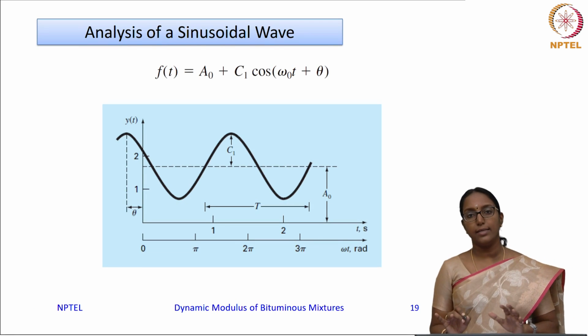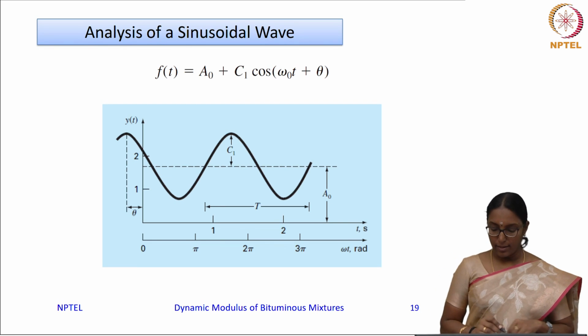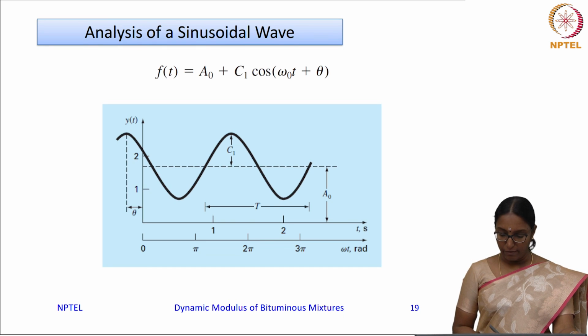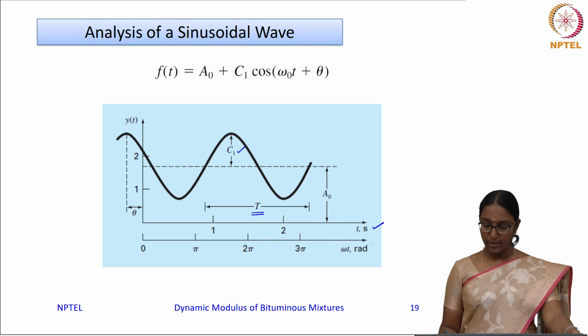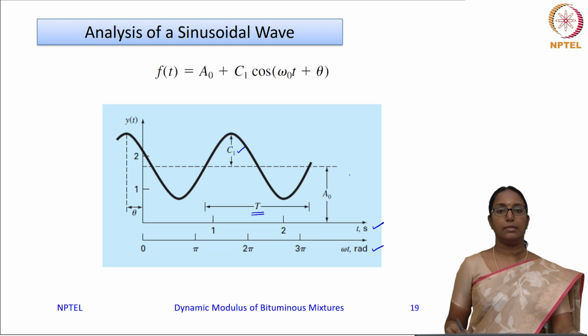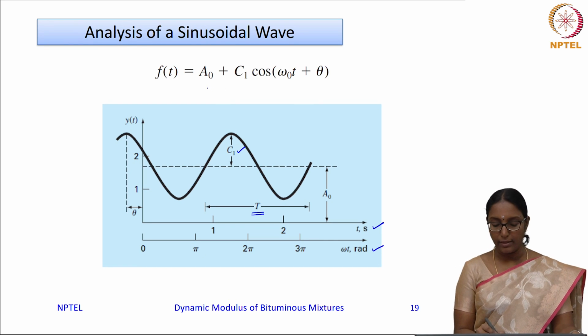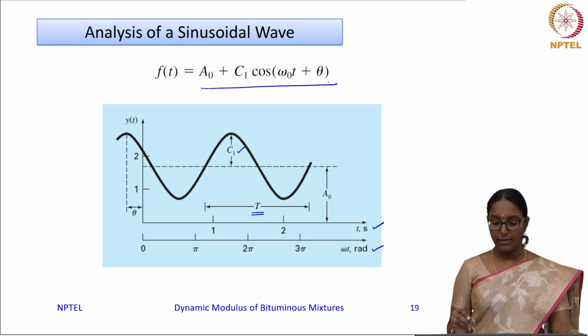Now, how do you analyze a sinusoidal wave? Let's look at it first. The figure shows a sinusoidal wave. As you can see here, this is the amplitude and this is the time period, and here the time is given in seconds and here it is in radians. So, this function, this series, can be defined in terms of A0 plus C1 cos(omega 0 t plus theta).